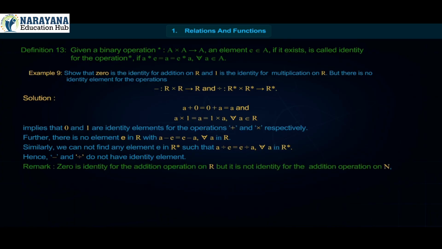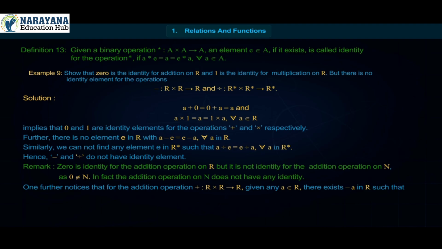Remark: 0 is the identity for the addition operation on R, but it is not the identity for the addition operation on N, as 0 does not belong to N. In fact, the addition operation on N does not have any identity. One further notice is that for the addition operation from R × R to R, given any a belonging to R, there exists −a in R such that a + (−a) = 0 = (−a) + a, the identity for addition.